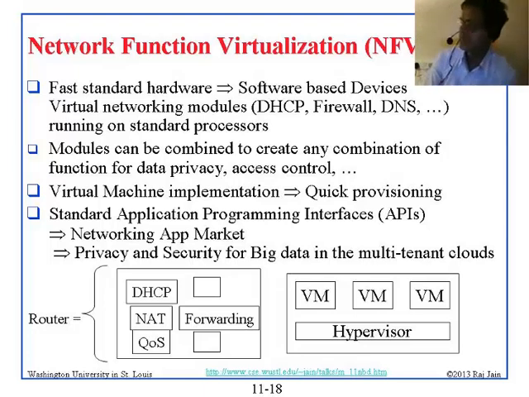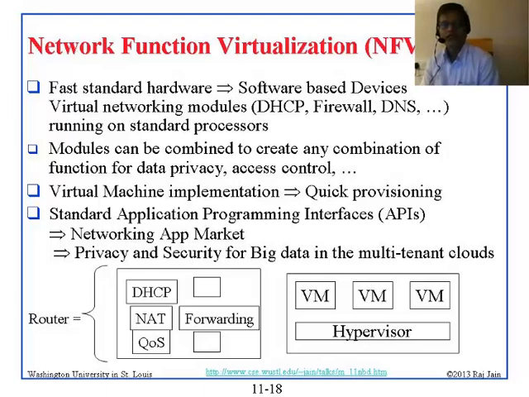Right now it is all basically a one-supplier market. If you buy a NAT from one company, say Cisco, you have to buy the DSCP from Cisco, and you have to buy the router from Cisco, everything from one company. But with network function virtualization, you could just get the apps from different places and combine them.